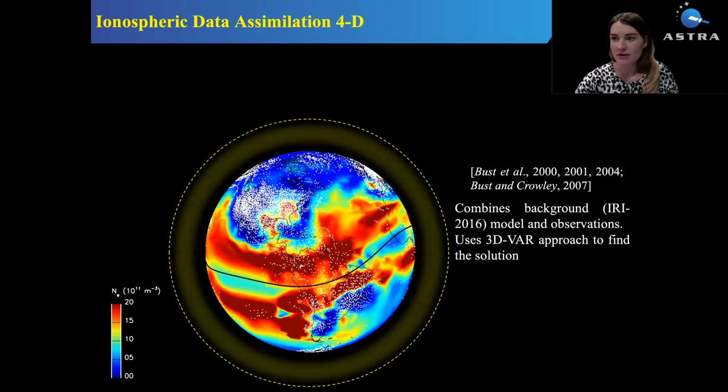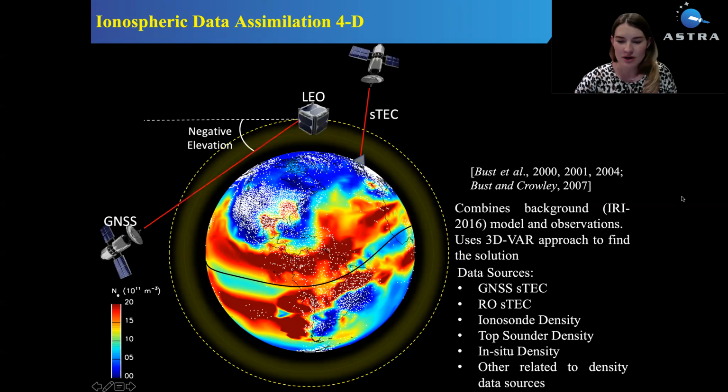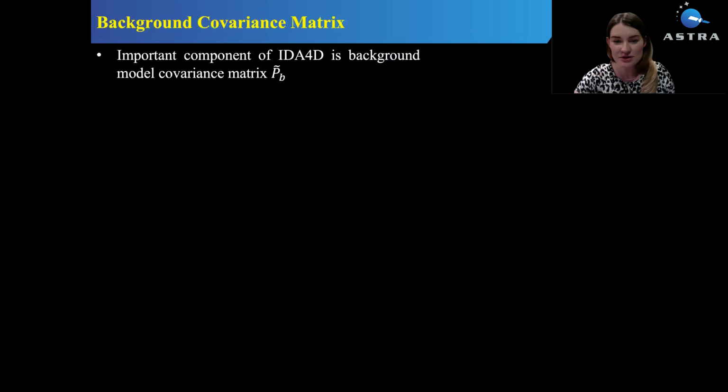So we're using Day-to-Day ionospheric data assimilation. It combines a background empirical model, which we use as IRI 2016, and data. It uses a 3D-VAR approach to find the solution. The data sources that we're using are the GNSS slant total electron content, plus radio occultation data, plus point measurements from ionosondes, coherent scatter radars, topside sounders, in situ density measurements, and other density-related data such as radiance.